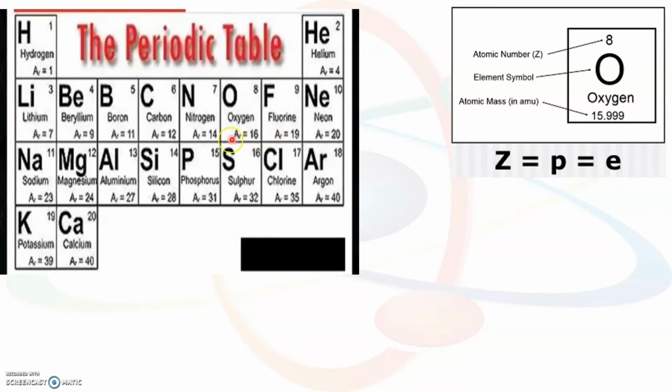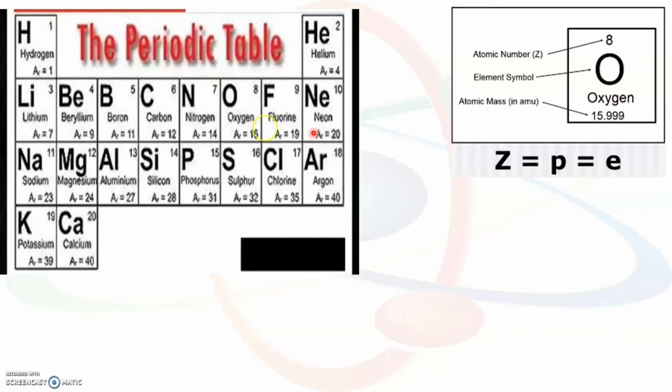Now let us take the case of one element from the periodic table, say the element oxygen. From the periodic table, we know that the atomic number of oxygen is 8. This means there are 8 protons and 8 electrons in an atom of oxygen. Now let us see how these protons and electrons are distributed in an atom. Protons and neutrons are placed at the center of an atom, while electrons revolve around the nucleus of an atom.